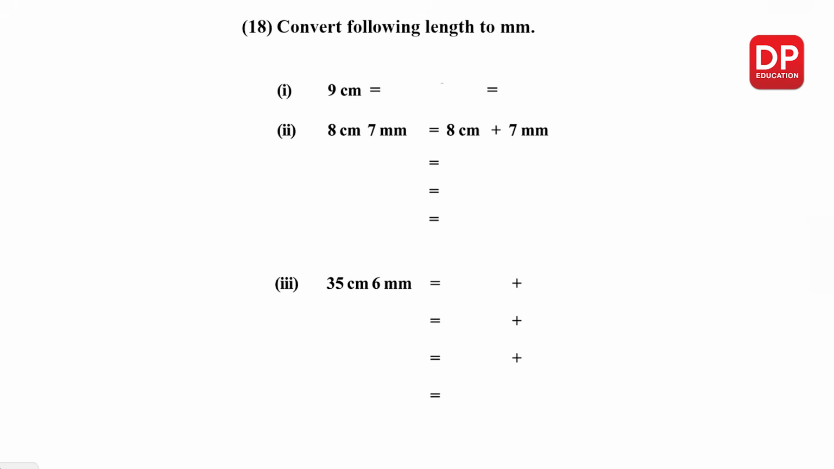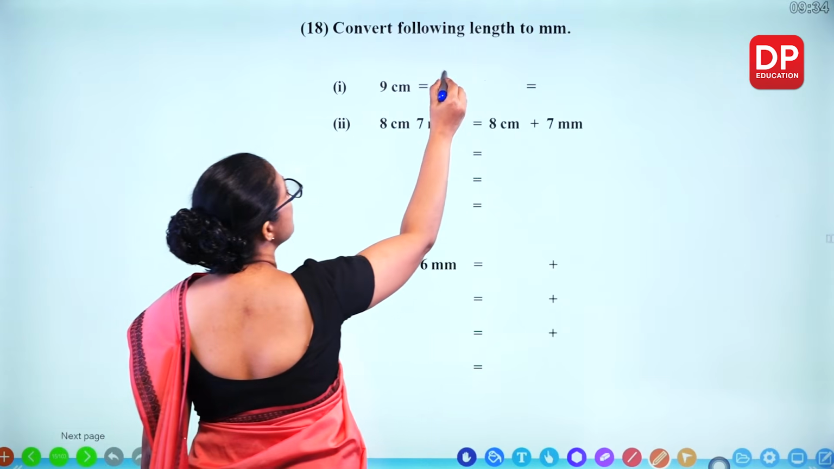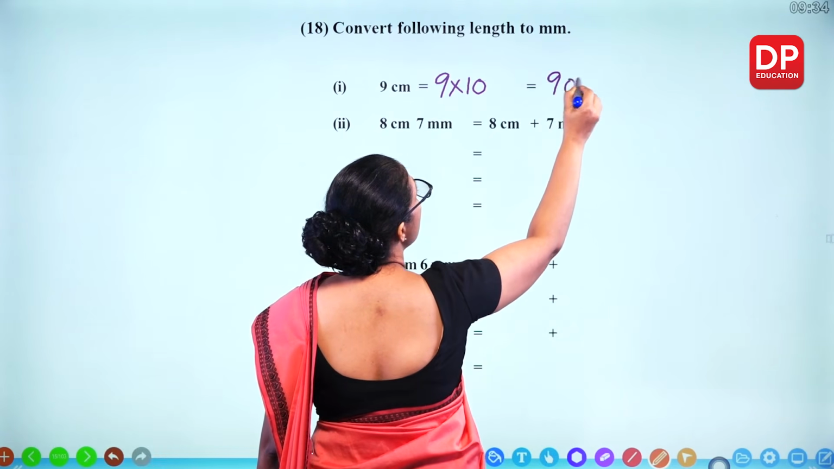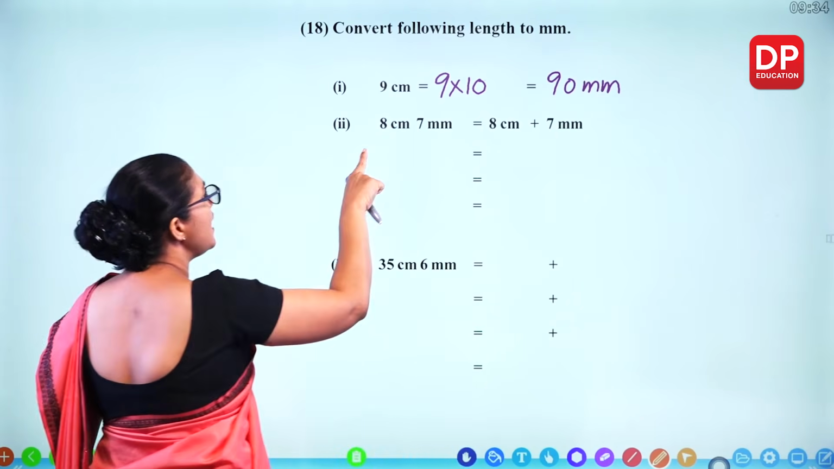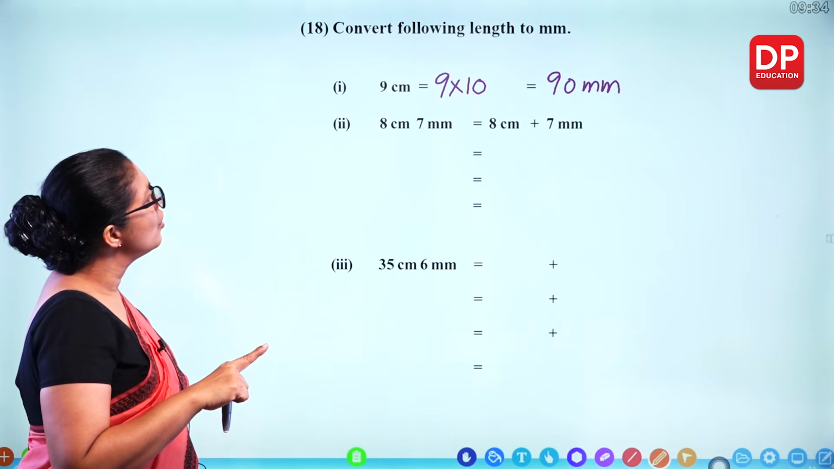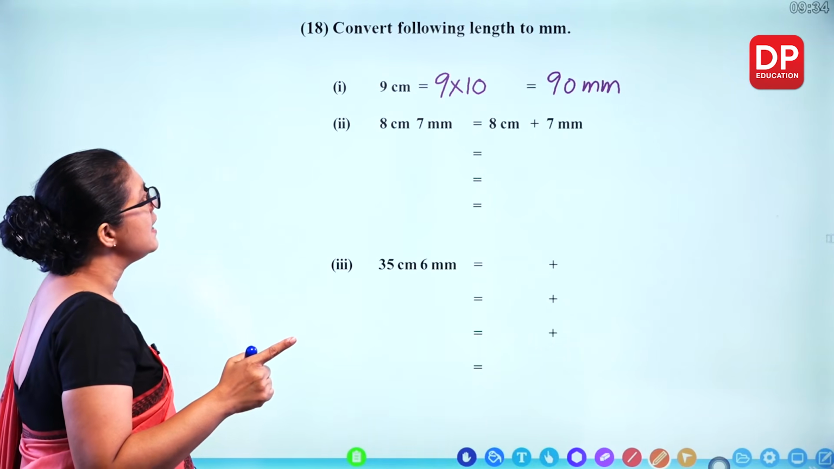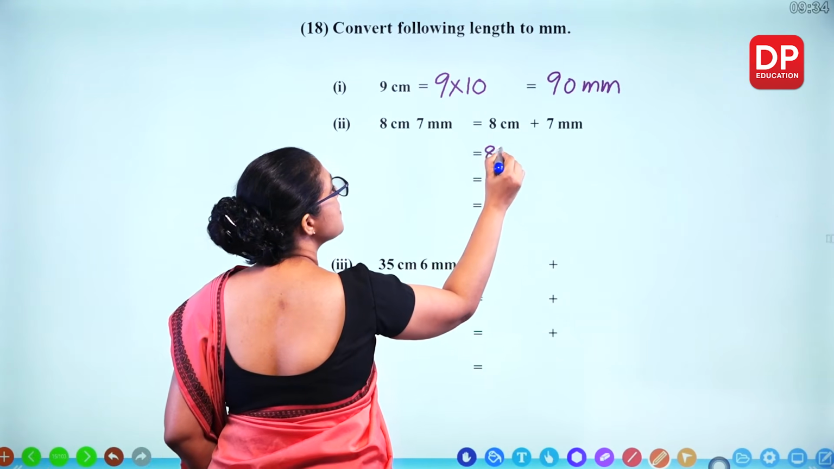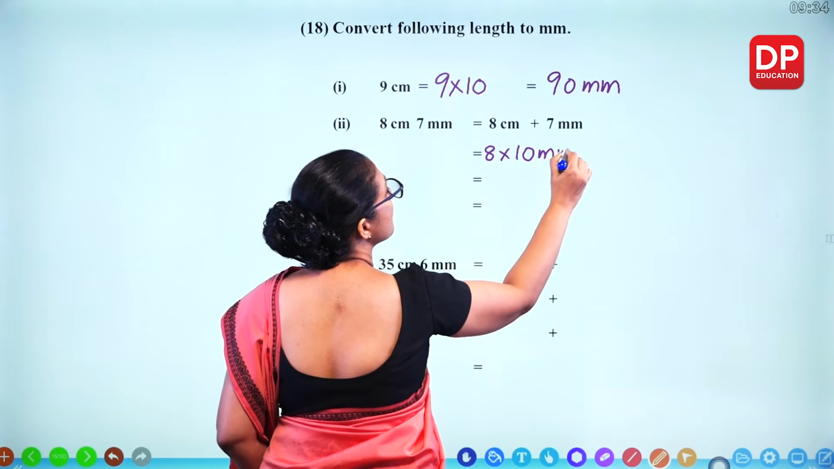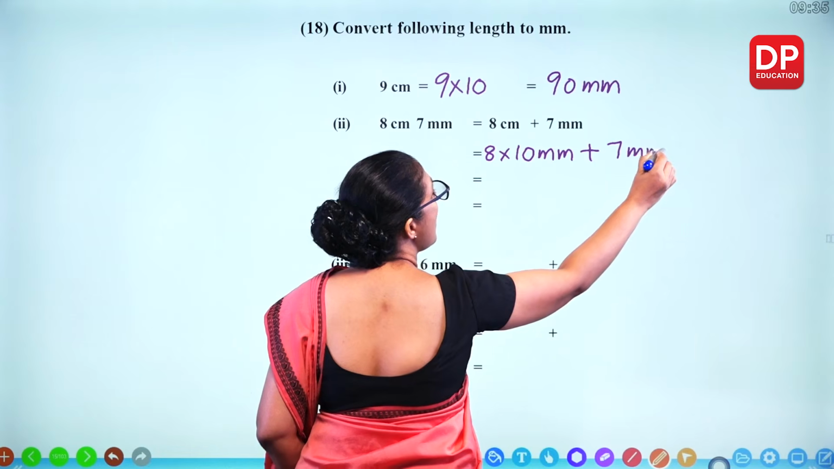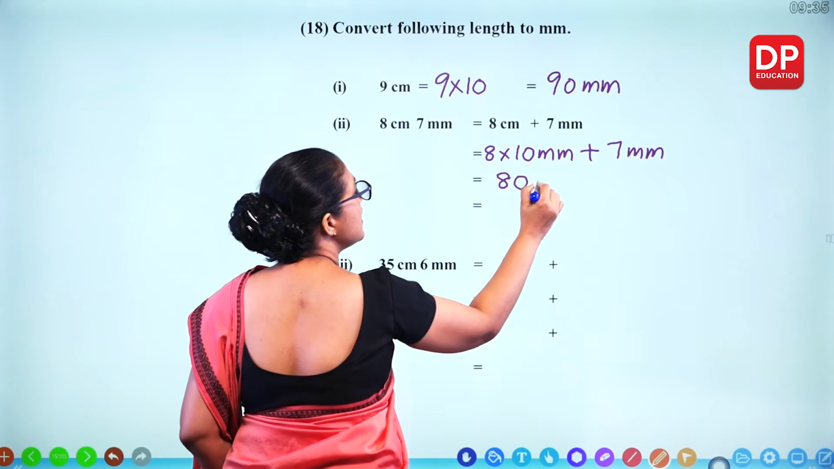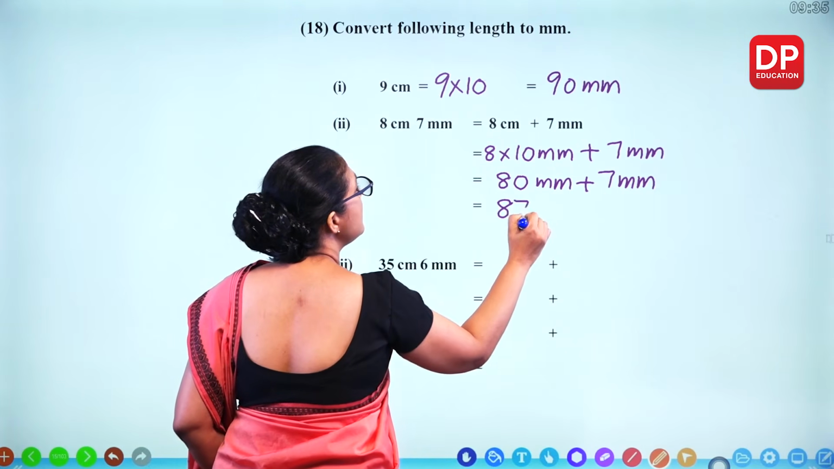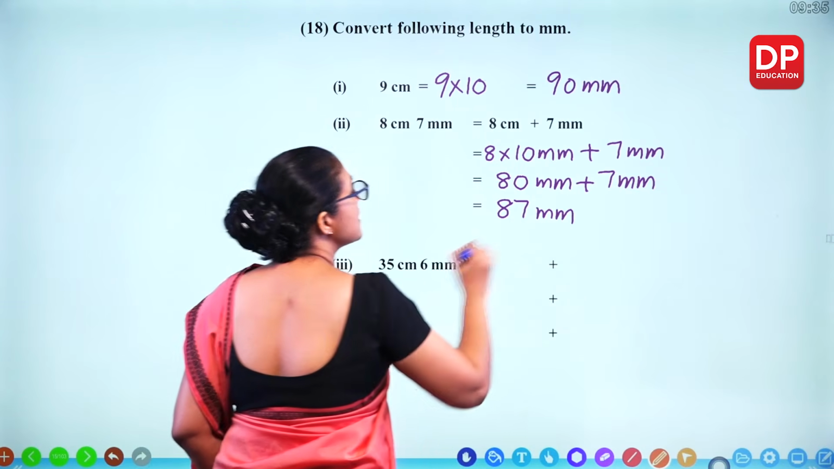Convert following lengths to millimeters. So what do you do? You multiply by 10, so that's 90 millimeters. 8 centimeters, 7 millimeters, we'll find out how many millimeters there are. 8 centimeters means 8 times 10. And this 7 millimeters, when you add it, what happens? 8 times 10, 80. And this 7, you get 87 millimeters altogether.